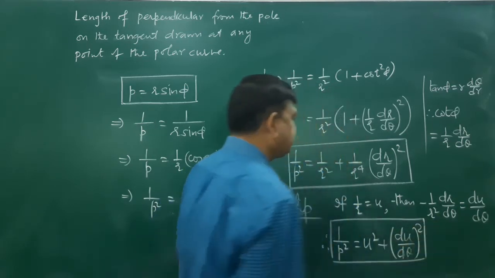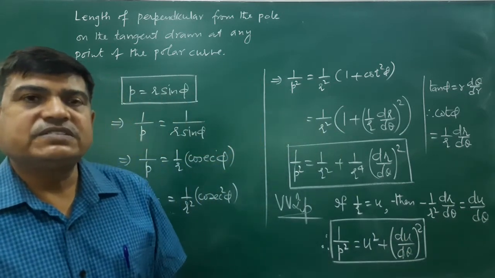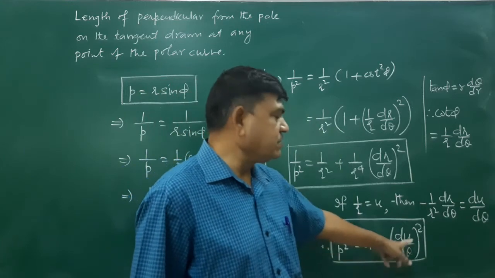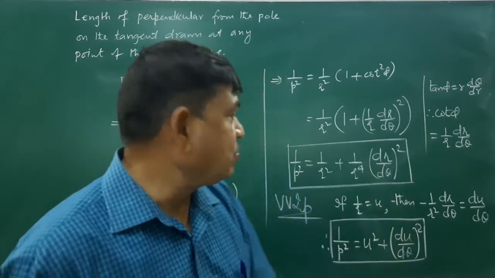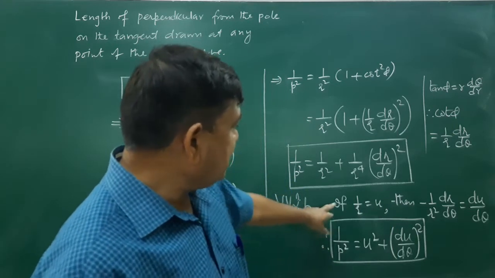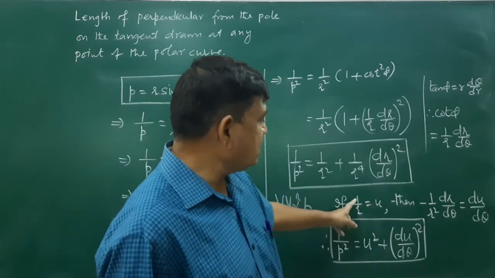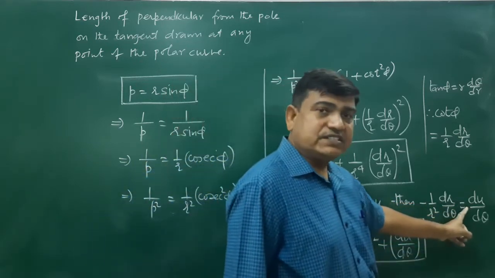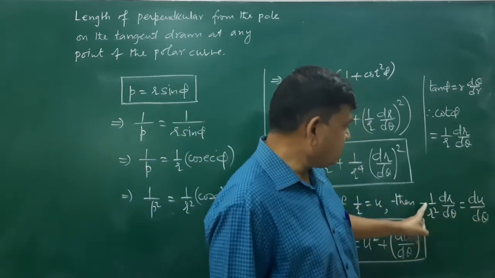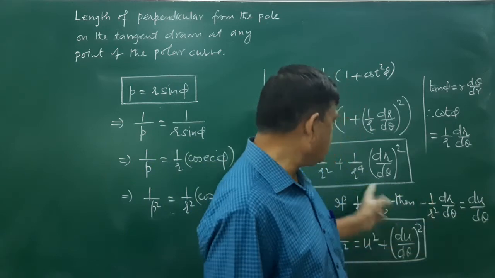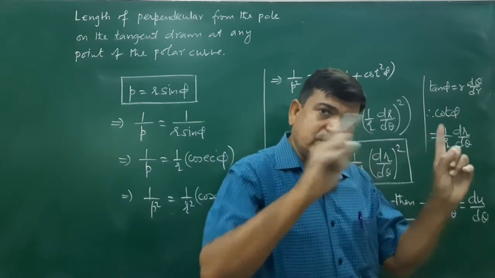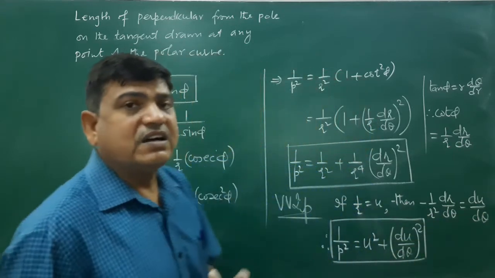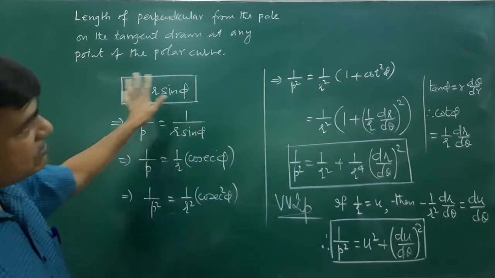Sometimes in the examination it is asked, prove that 1 upon p square equals u square plus (du by d theta) whole square, where u is 1 upon r. So if u equals 1 upon r, then 1 by r square equals u square. So this term is this. If we square both sides, the square of a negative is positive, it is 1 upon r to the power 4 (dr by d theta) whole square, and this is (du by d theta) whole square. So sometimes it is asked in the examination. So these are the symbols we can see.